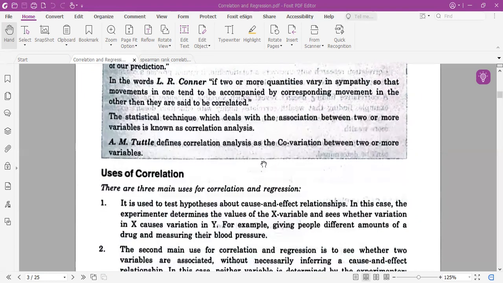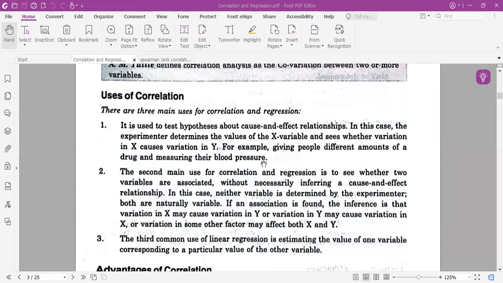Now let us know about the important uses of correlation. So basically there are three important uses of correlation. It is used to test the hypothesis about the cause and effect relationship. That means we're trying to find out what is the effect of one particular thing on the other one. Now, for example, giving people different amounts of a particular pharmaceutical drug and measuring their blood pressure. So a particular drug can influence or fluctuate the blood pressure. So that is what you're trying to measure. So this is what is called the cause and effect relationship.